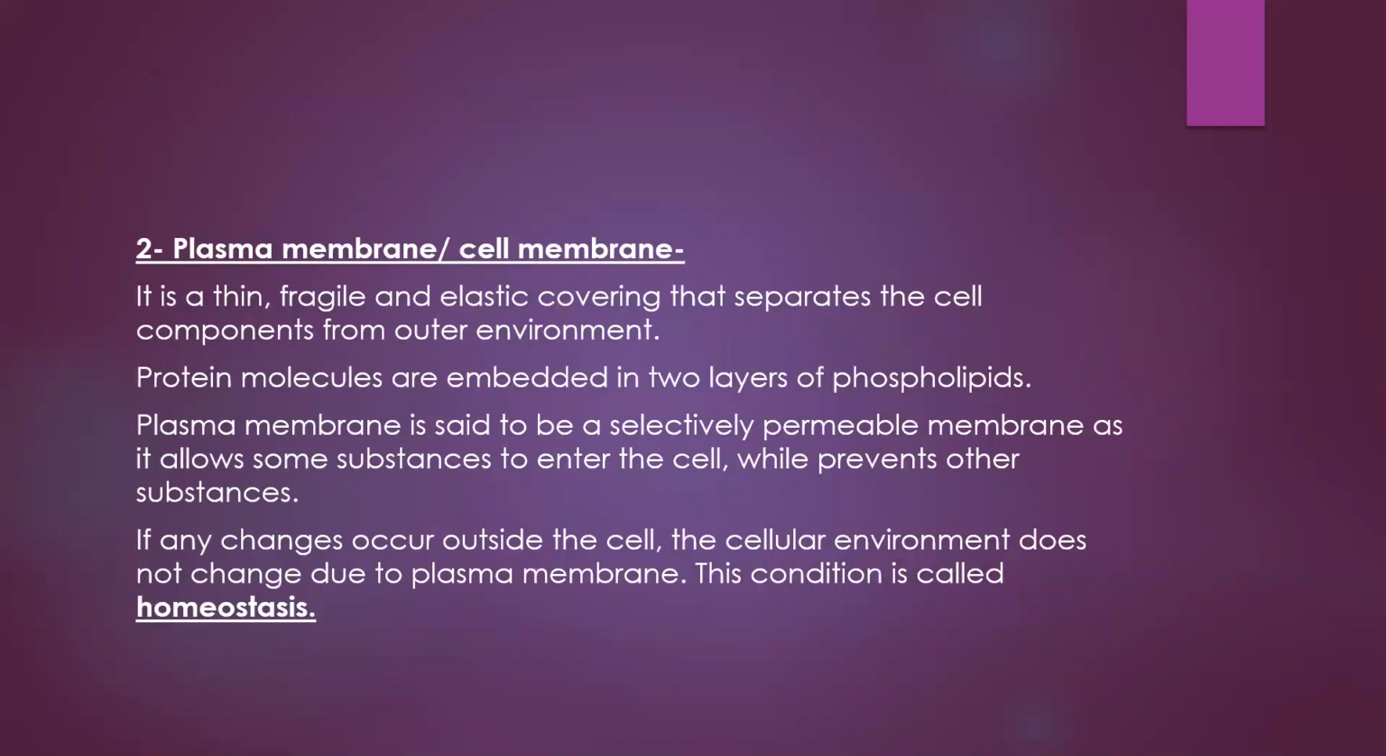Number 2, plasma membrane / cell membrane. It is a thin, fragile and elastic covering that separates the cell components from outer environment. Protein molecules are embedded in two layers of phospholipids. Plasma membrane is said to be a selectively permeable membrane as it allows some substances to enter the cell while preventing other substances. If any changes occur outside the cell, the cellular environment does not change due to plasma membrane. This condition is called homeostasis.